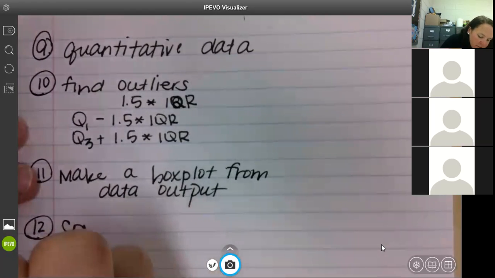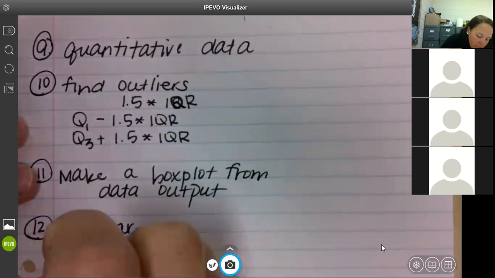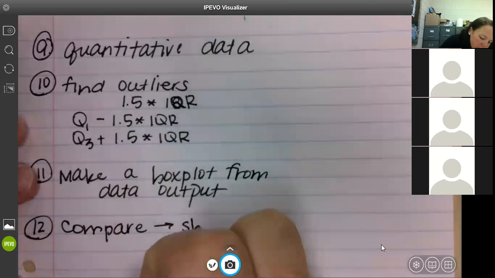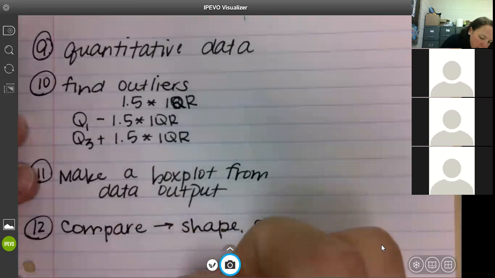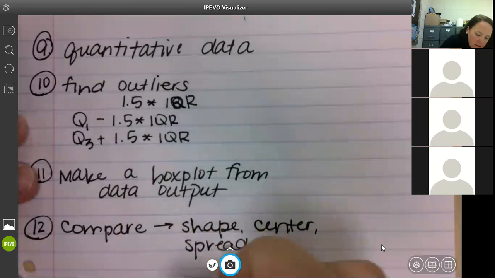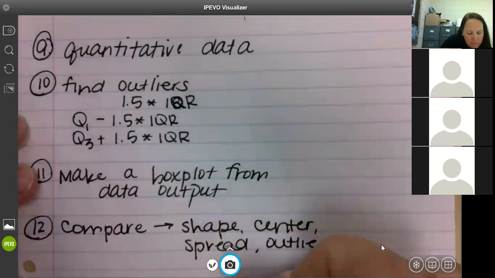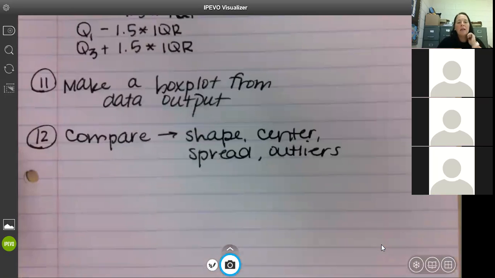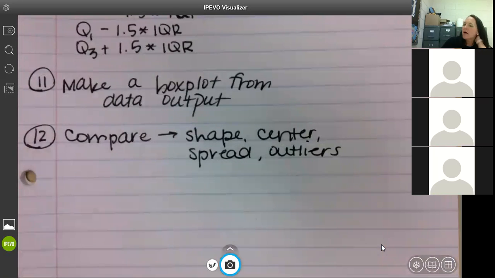Make sure when it asks you to compare, you use shape, center, spread, and outliers to compare. A lot of people forget the 4 of these when they try to compare. If you forget those, you will be counted off lots of points, so be ready for that. Shape, center, spread. Anytime you see compare, shape, center, spread, outliers. So we need to use every single one of them when we're comparing? Mm-hmm. Okay.